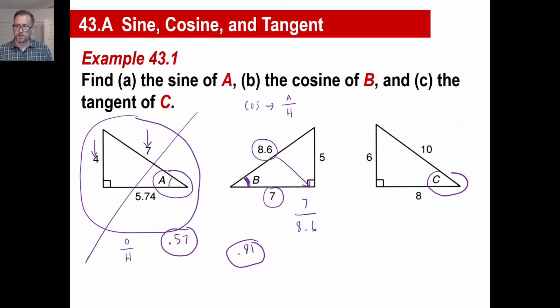All right, let's find the tangent of C. Here's angle C right there. Tangent is defined as what over what? You tell me. It's opposite over adjacent. The opposite of C is 6, and the adjacent is 8. I'm sure you know that's 3/4, so it's 0.75. So that is the tangent of C.